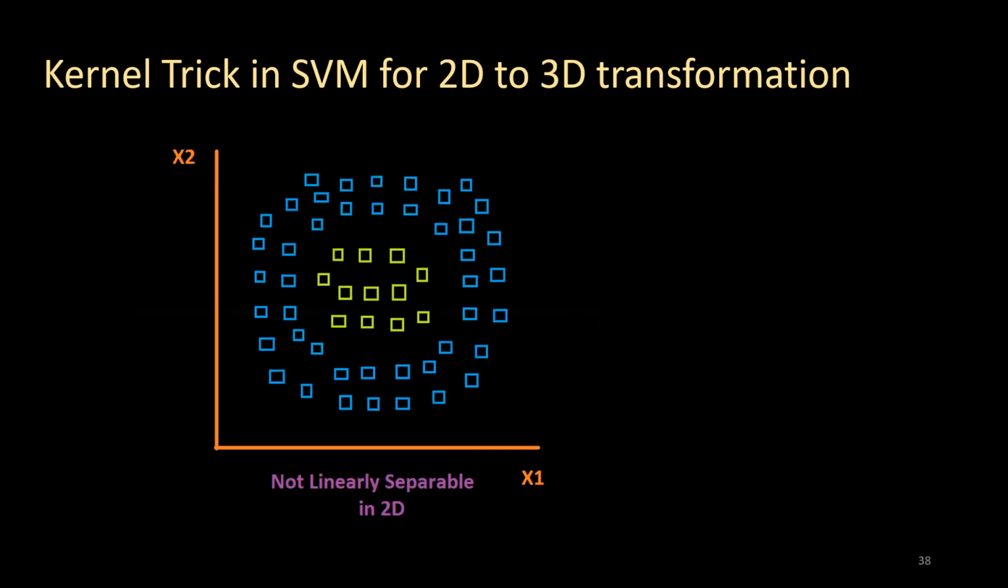Now look at this data set. If we want to perform linear classification of this data, this data is in 2D and it is not linearly separable in 2D. So what we will do is use a kernel trick and project the data from 2D to 3D. And we will see that when we project the data to a higher dimension, from 2D to 3D, it will be linearly classified.